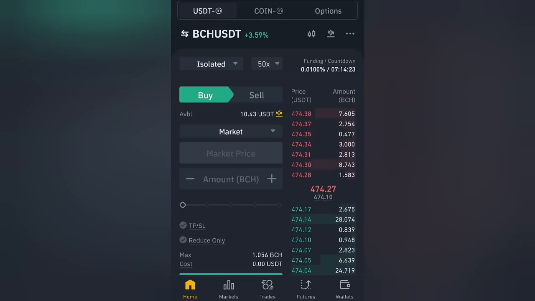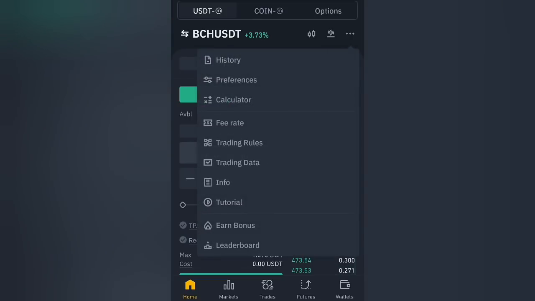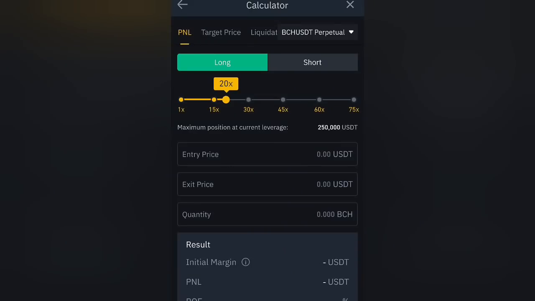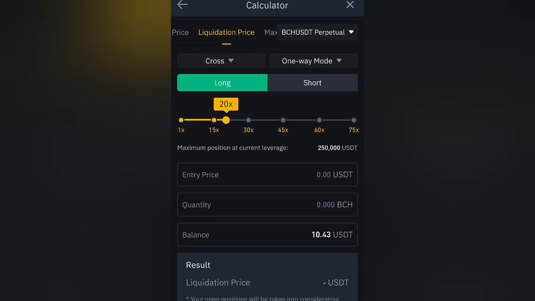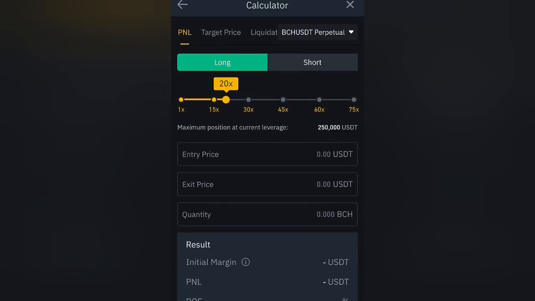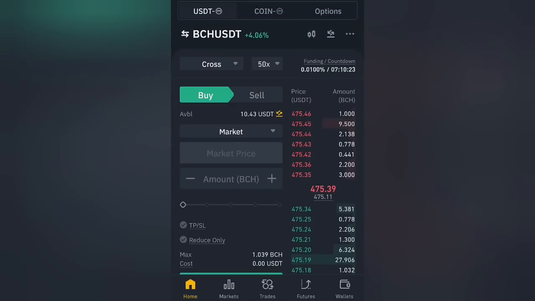You also need to know one more thing before we end this video. Before you trade using Binance futures, you can also use your calculator. You would have to click on the 3 dots right there and select calculator. Using your calculator, you can calculate your PNL, your target price, and your liquidation price. This tool right here on Binance is very helpful for planning. This is exactly how to use the Binance futures trading platform.